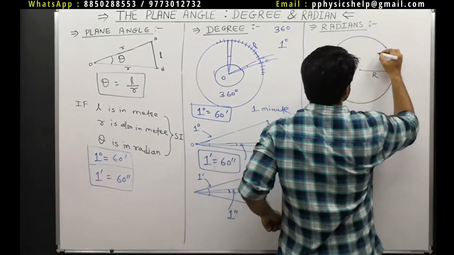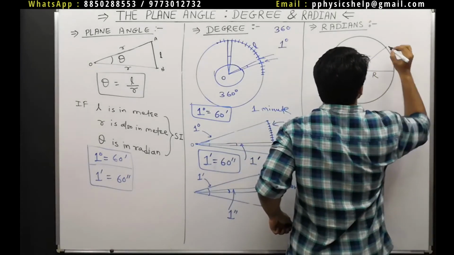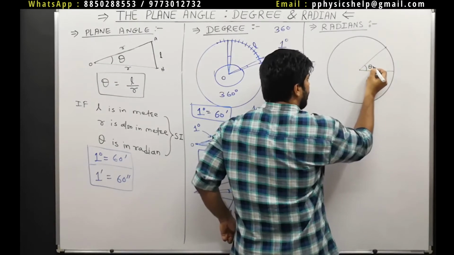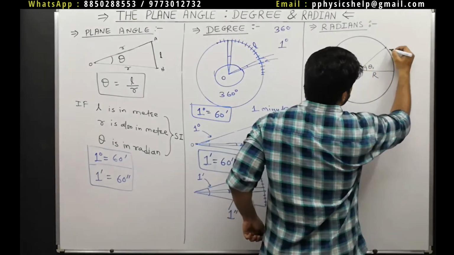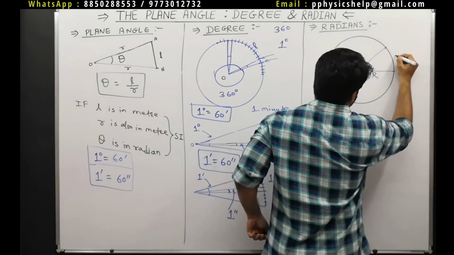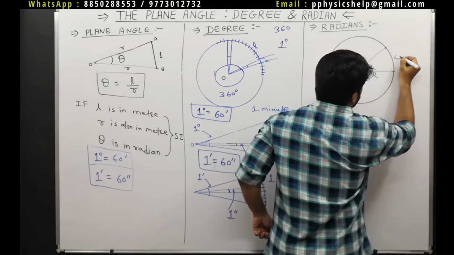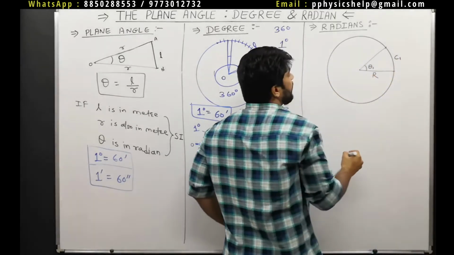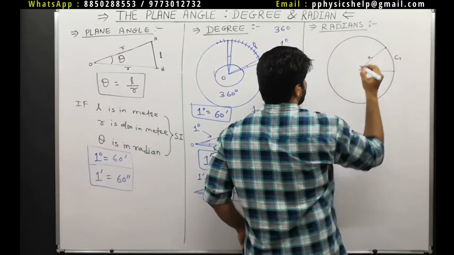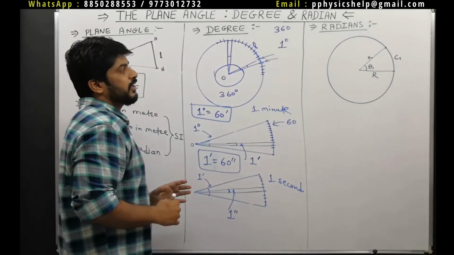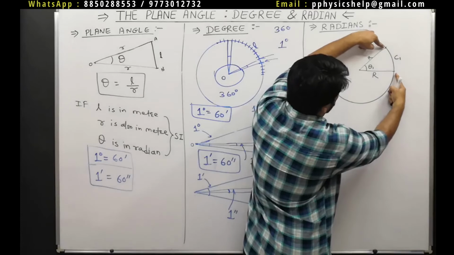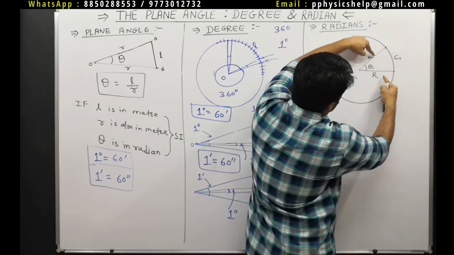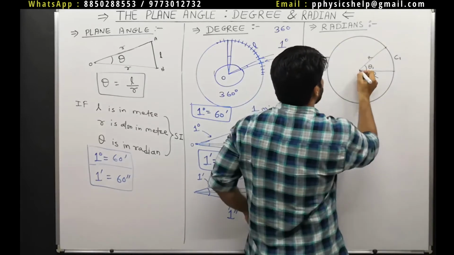Now you can see this arc subtends a certain angle, isn't it? Let's call this angle theta 1, and let's call the length of the arc C1. This is again the radius. So what I have done is chosen a small arc with length C1, and we can see this arc subtends a certain angle at the center.